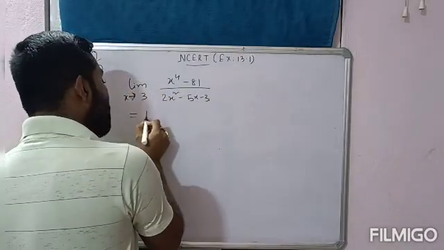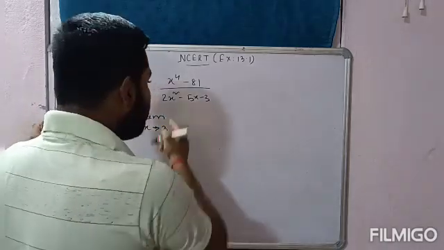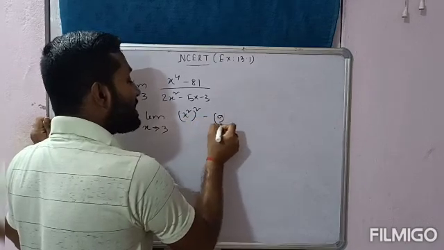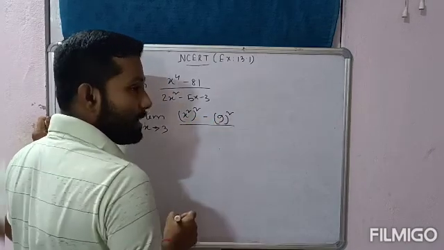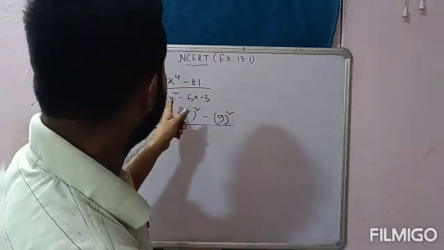So factorize the numerator and denominator, that is limit x approaches 3. X to the power 4 can be written as x square whole square minus 81 can be written as 9 square. Yes. So we can use middle term split.